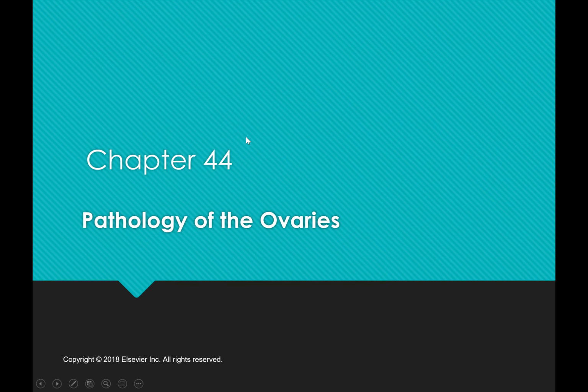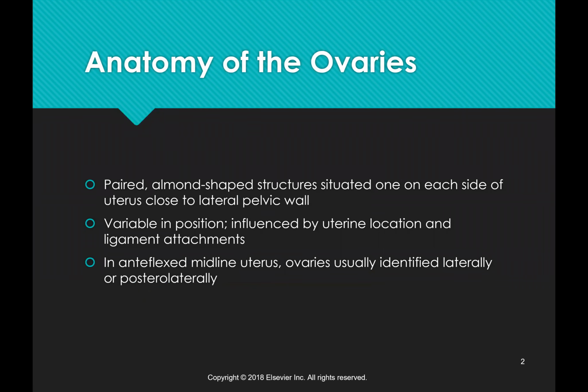So let's get started. We've talked a little bit about the ovaries, but to review, they're usually paired almond-shaped structures situated on each side of the uterus, close to the lateral pelvic wall, and the ovarian ligament holds them in place. They can be variable in position, especially if there's been a pregnancy, because the ligaments have been stretched out. Everybody's a little bit different, and you'll learn that when you start scanning yourselves too, that everybody's ovaries are in different spots.